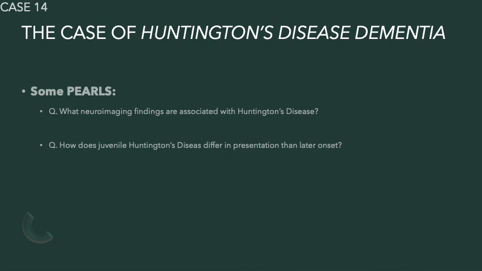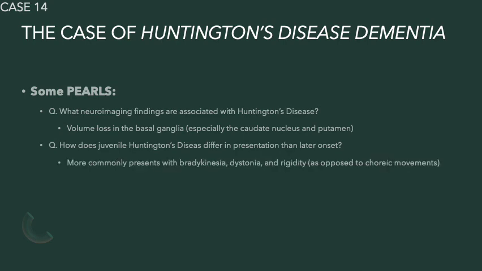And a couple of pearls for Huntington's disease dementia. What neuroimaging findings are associated with Huntington's disease? There's volume loss in the basal ganglia, especially the caudate nucleus and putamen. And how does juvenile Huntington's disease differ in presentation compared to later onset? More commonly presents with bradykinesia, dystonia, and rigidity as opposed to choreic movements.